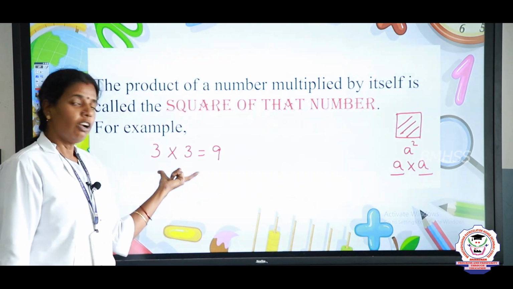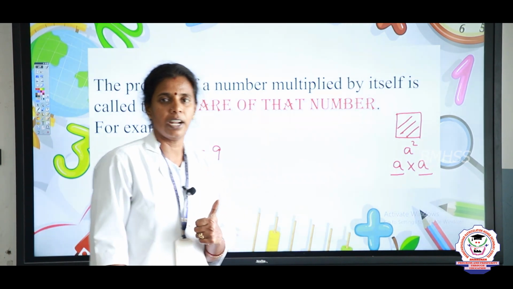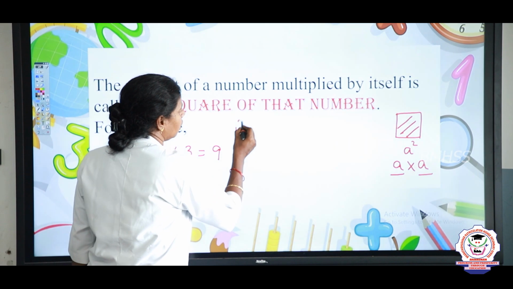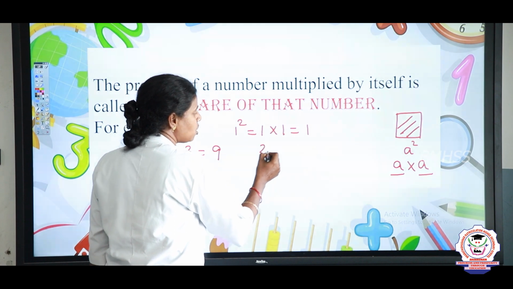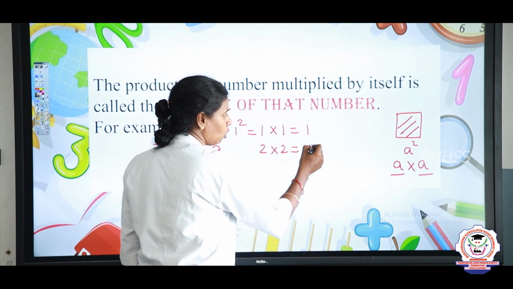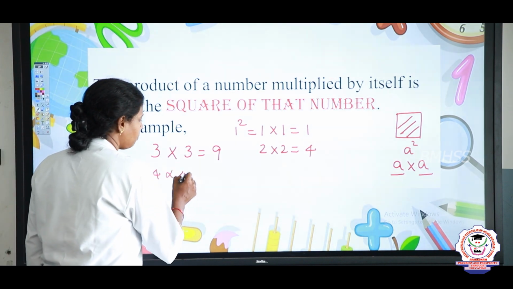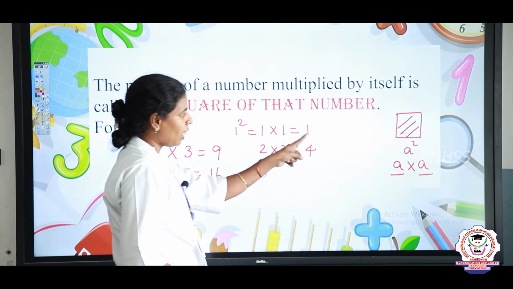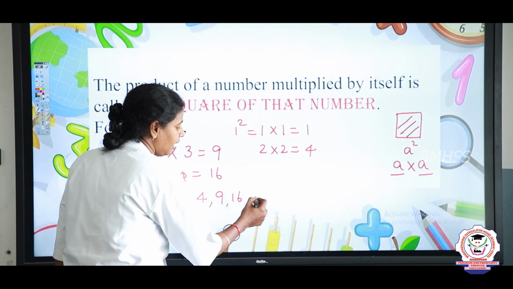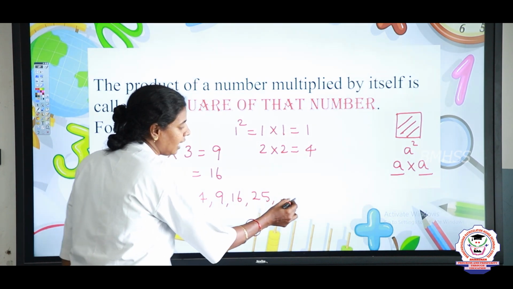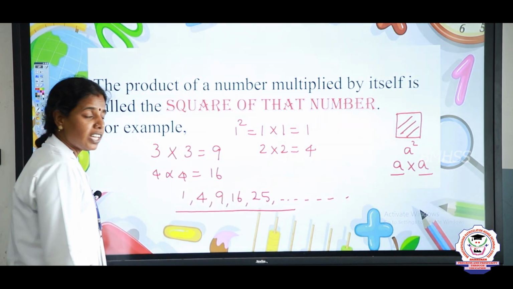Not only for 3, we can find square numbers from 1 till the end of the numbers. 1 square is nothing but 1 into 1, 1 one is 1. Then 2 into 2, 2 2s are 4, and 3 3s are 9. Likewise 4 4s are 16, and then 5 5s are 25, and it goes on. These numbers are called perfect squares.